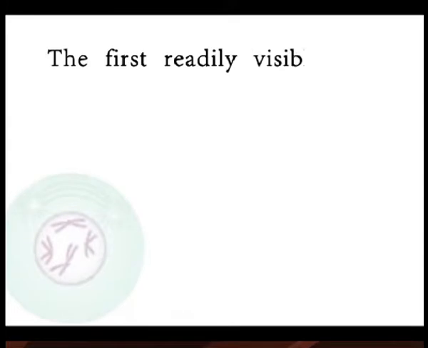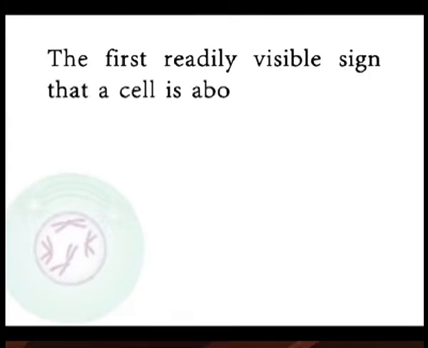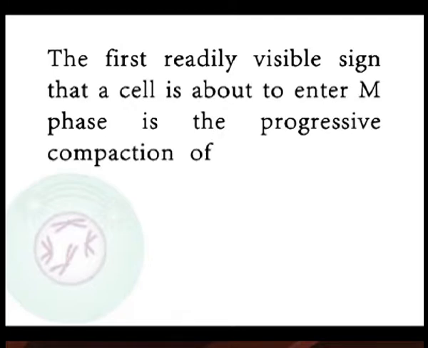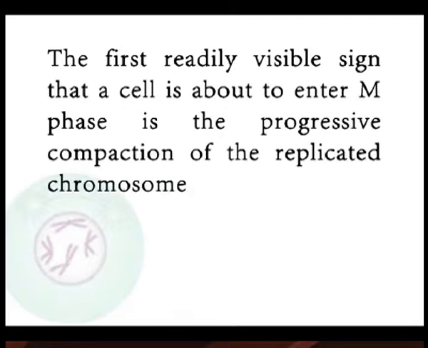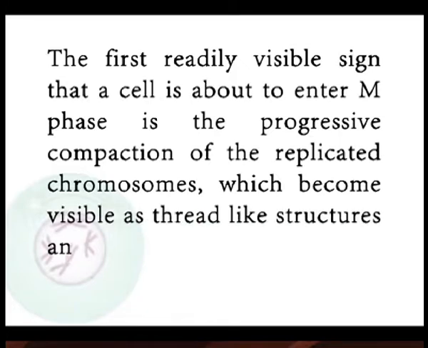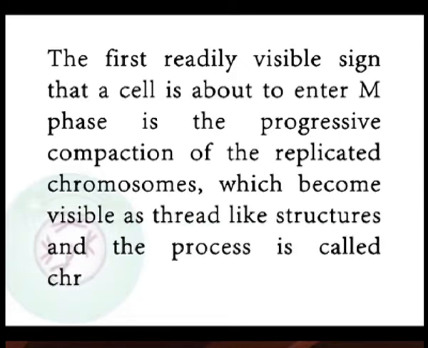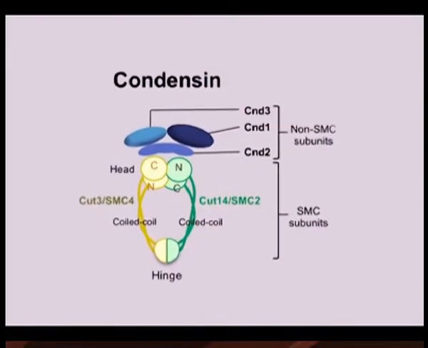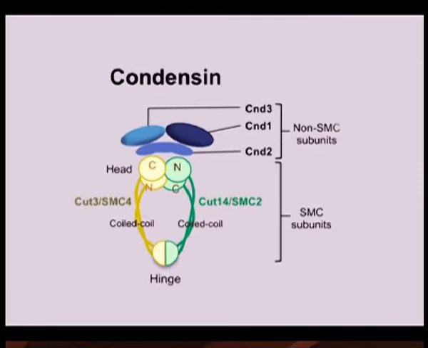The first readily visible sign that a cell is about to enter M phase is the progressive compaction of the replicated chromosomes, which become visible as thread-like structures, and the process is called chromosome condensation. There are certain proteins called condensins which perform the work of chromosome condensation.